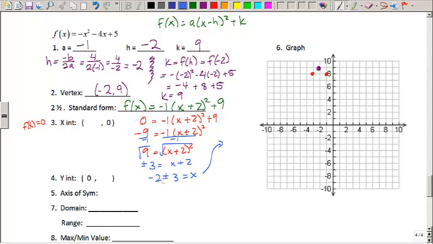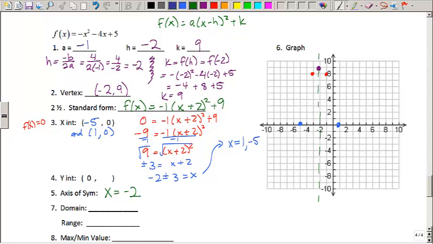Although no one writes -2 plus or minus 3 because I actually know what -2 plus 3 is. -2 plus 3 is 1. -2 minus 3 is -5. So these are my two x-intercepts. -5, 0 and +1, 0. So we have -5, 0 and +1, 0, which looks like it's lining up just nicely, especially using my axis of symmetry here at x equals -2.